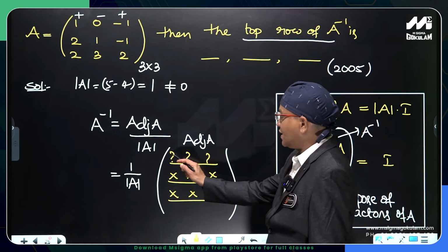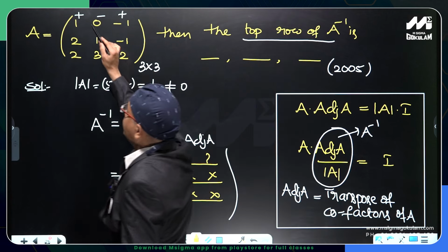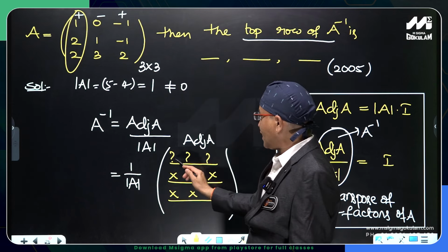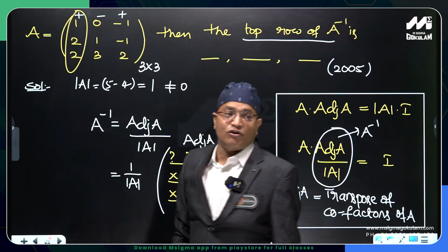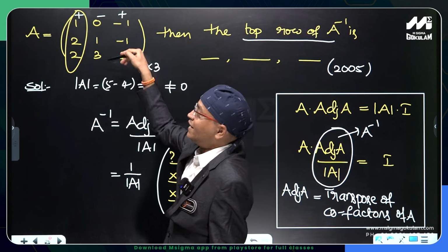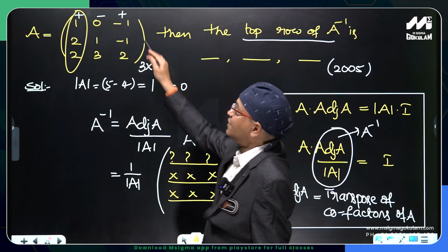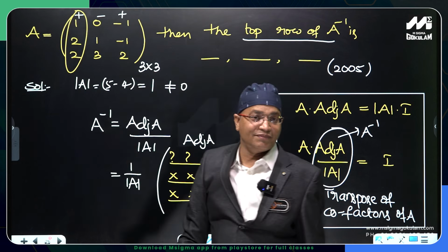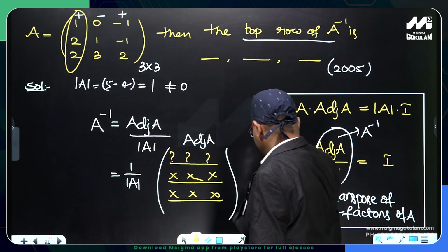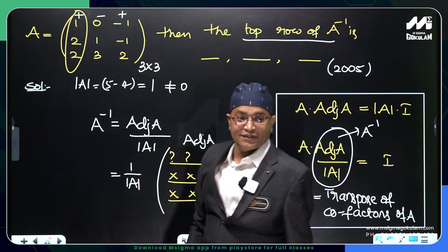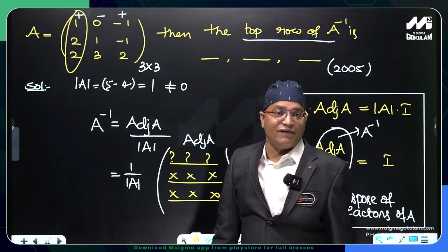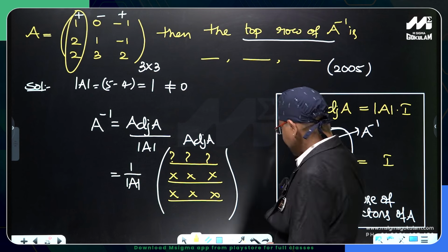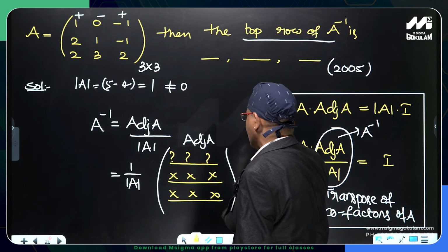That means to get this row elements, you take here this column elements and their cofactors. To get the first row here, first column cofactors, second row here, second column cofactors, third row here, third column cofactors. Please remember, first column here means first row, second row here means second column, third row here means third column cofactors. My question is the top row of A inverse, only this row. Then here first column cofactors I want.